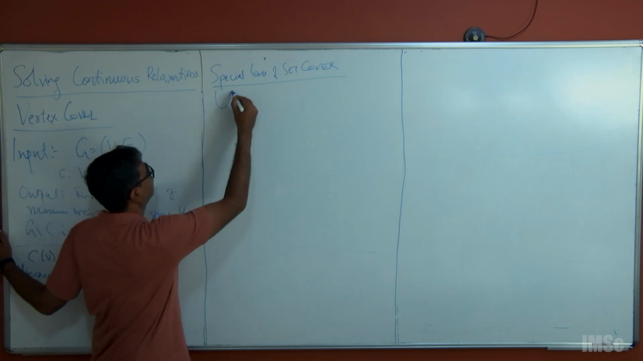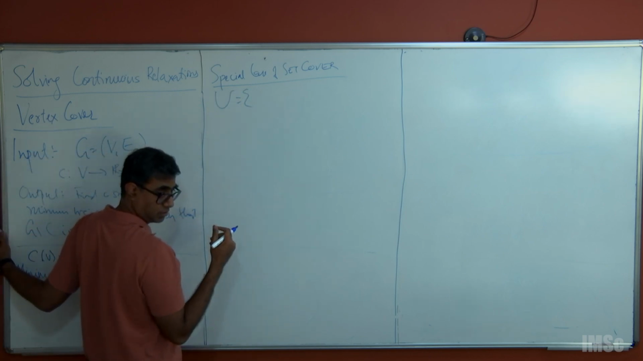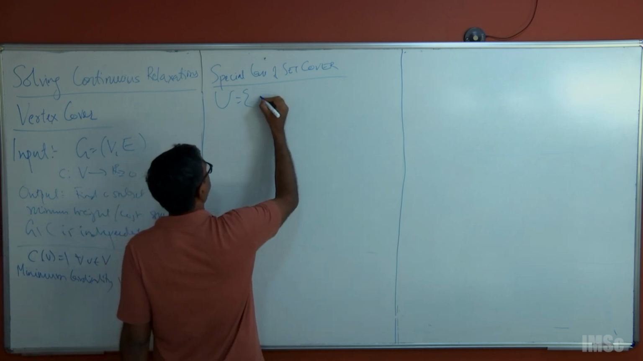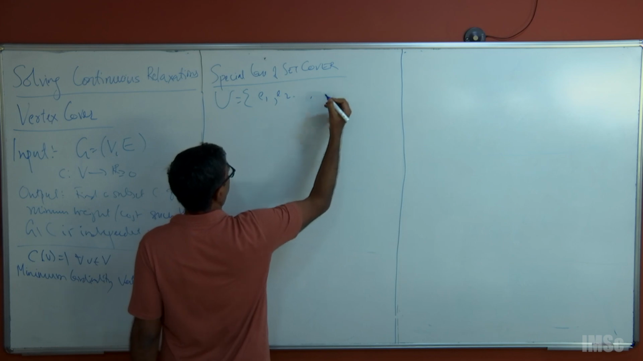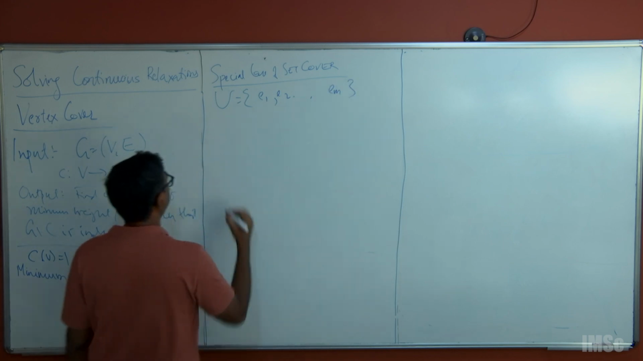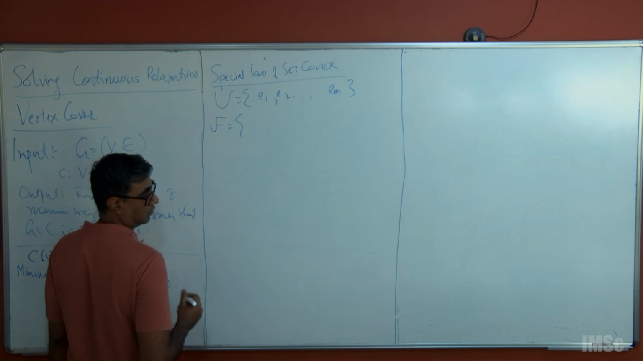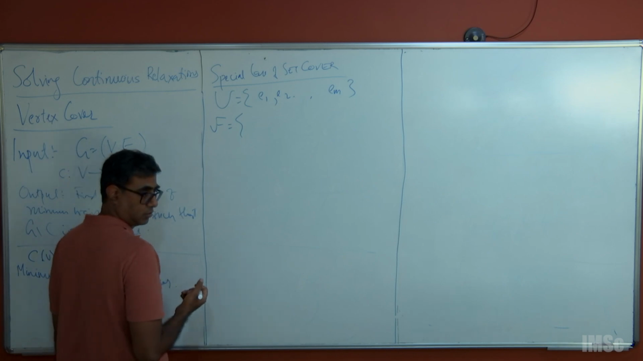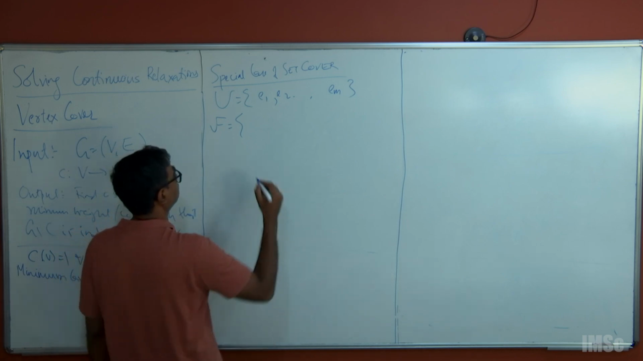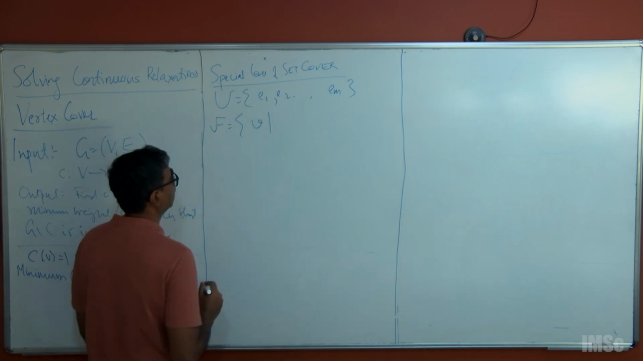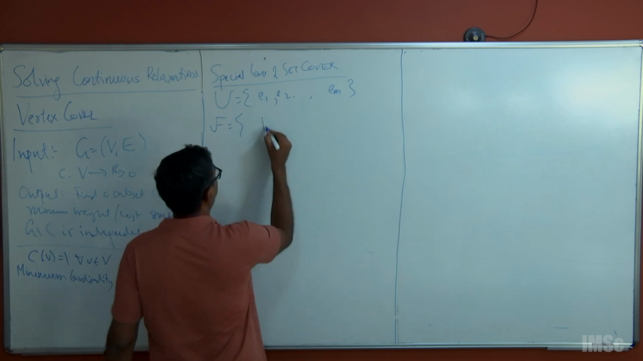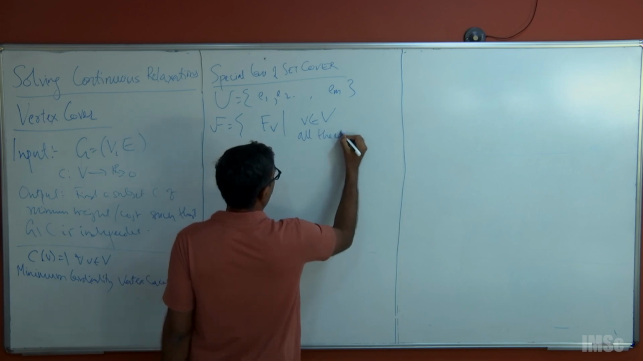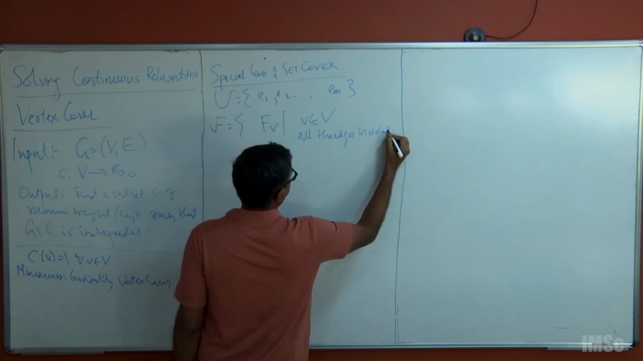So what is my universe? The universe is edges, and what is my family? For a vertex v, my family is F_v, v in V, all the edges incident on v.